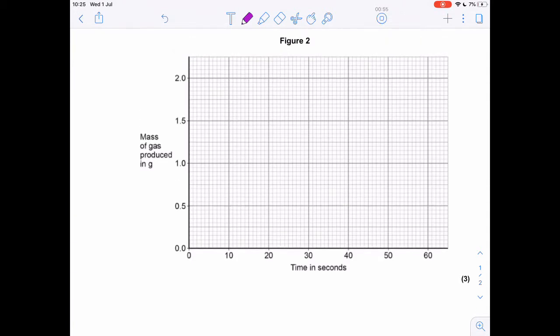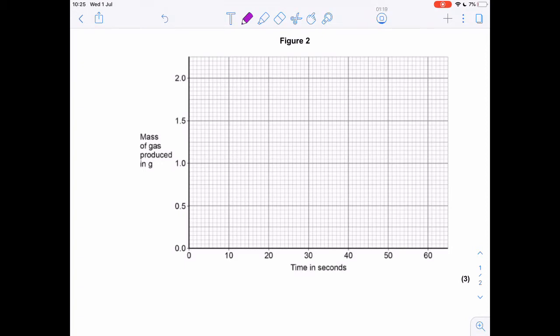So the first thing's done for you, the hardest bit that I always find students struggle with: drawing the axes and putting increments up, so you have to make sure it goes up in a certain amount each time. That's already done for you. So what you have to do is plot the data and draw a line of best fit for these 3 marks in this question.